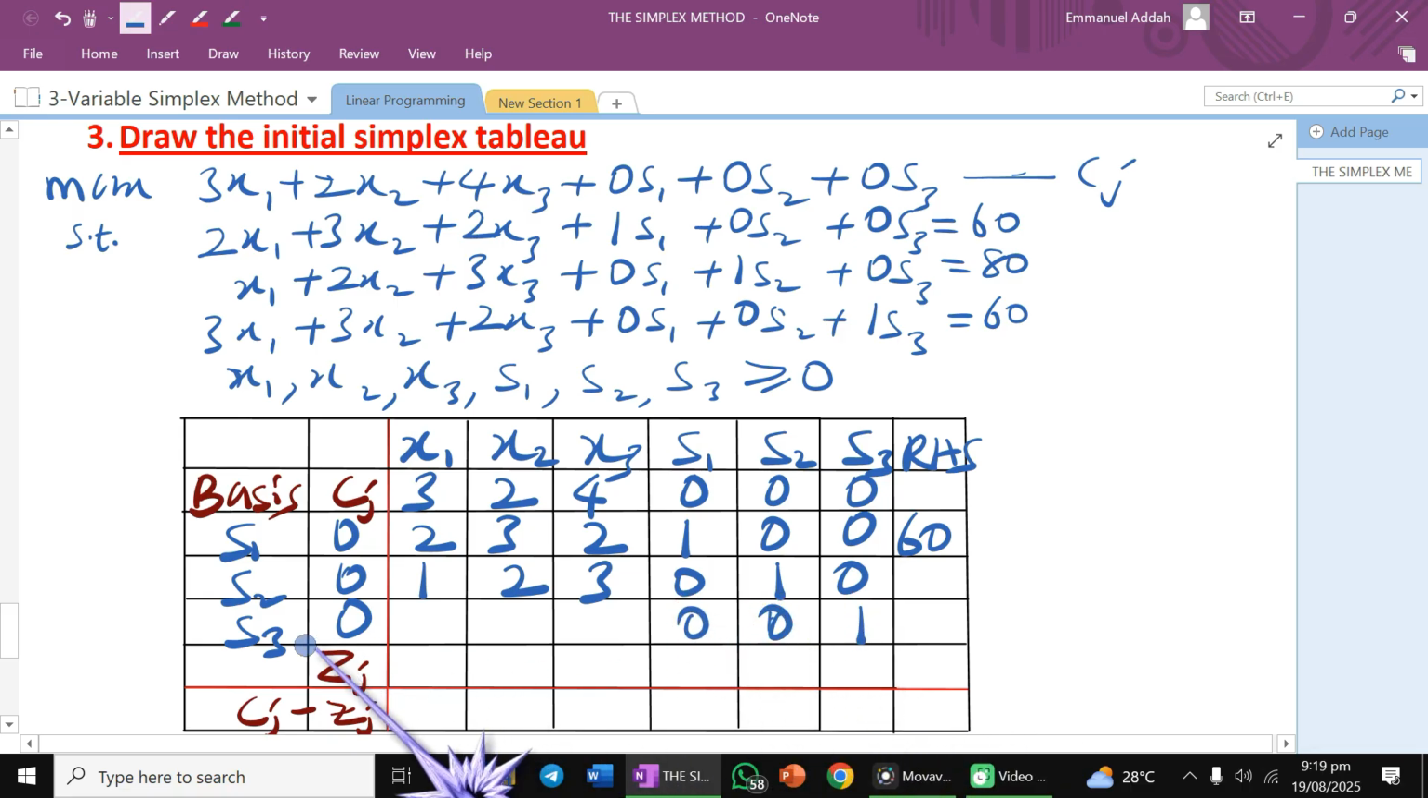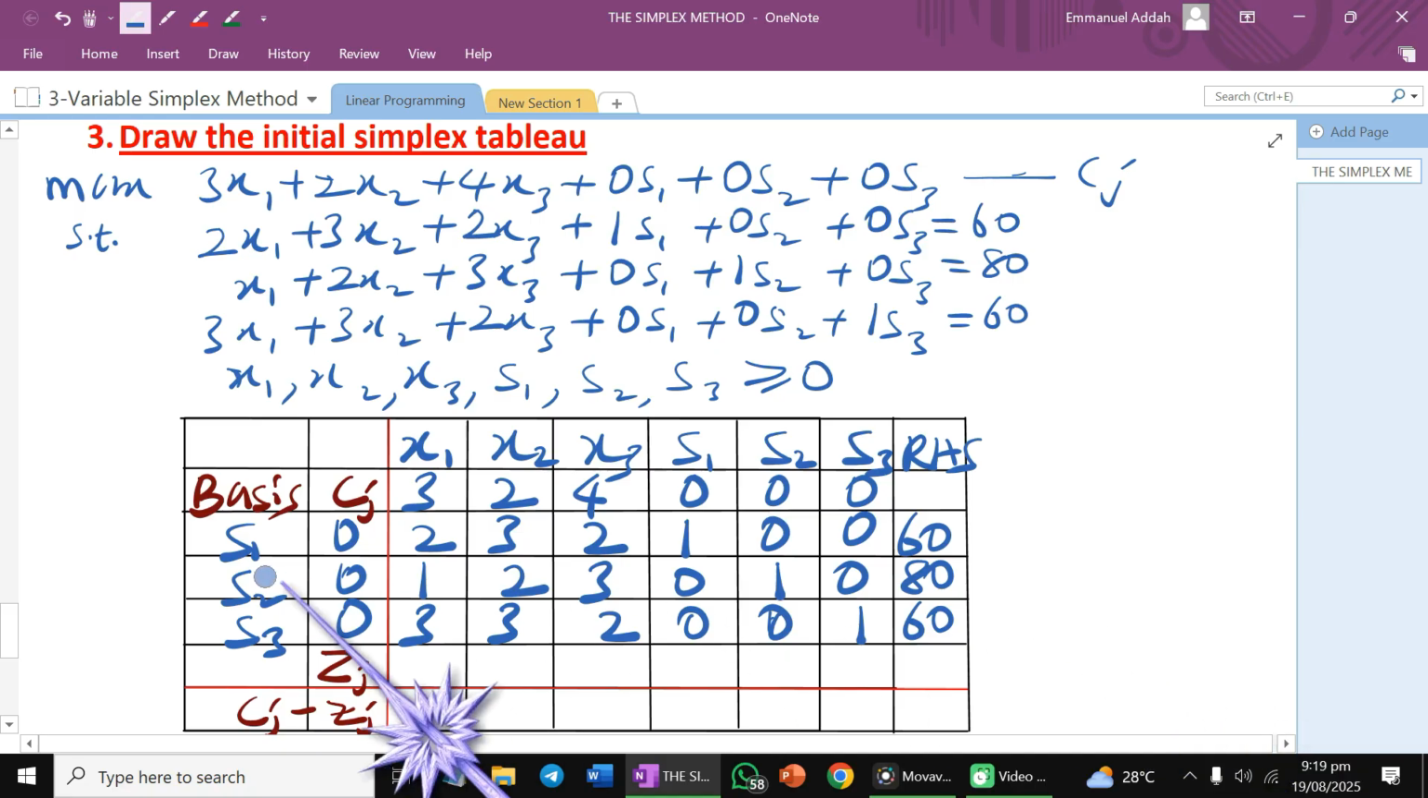Then you now come here, the third constraint. Coefficient of X1 there is 3. X2 there, 3. X3, 2. Then under the constant term, 80. Constant term here, 60. That's it.